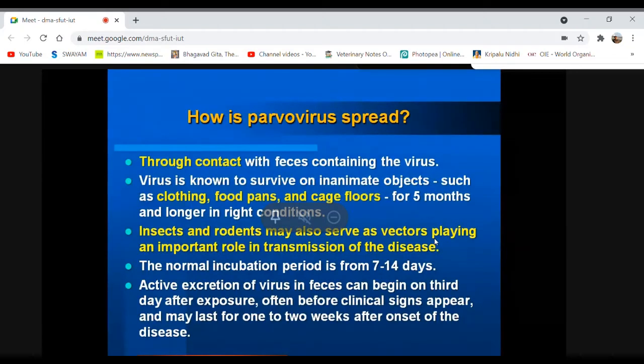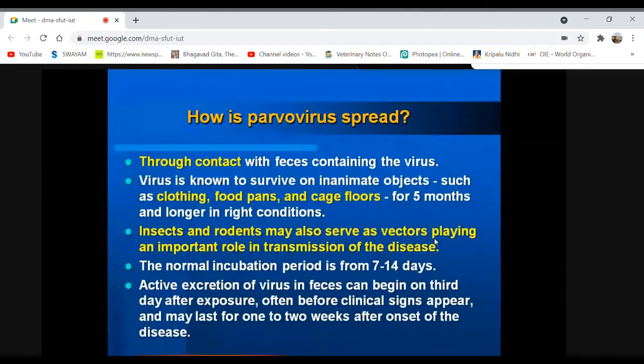So far as the spread of this disease is concerned, it is mostly through contact with the feces of the affected dog, which contains a huge amount of virus particles. These viruses are known to survive on inanimate objects like clothing, food pans, and the cage floors where these dogs are kept, for 5 months and longer, even in favorable conditions. Insects and rodents may also serve as vectors for transmission of this disease. The possibility is there, according to some reports.